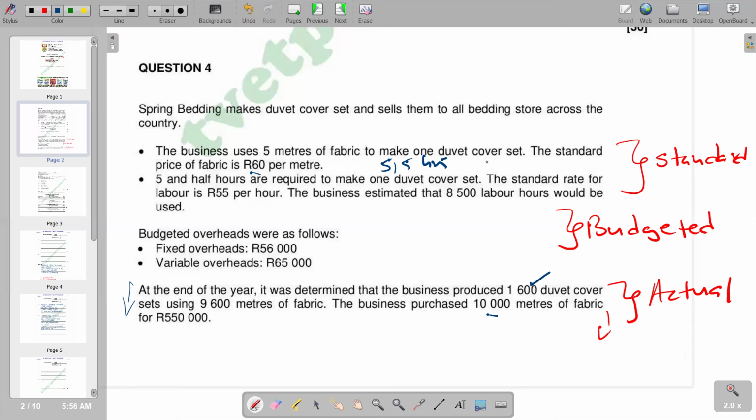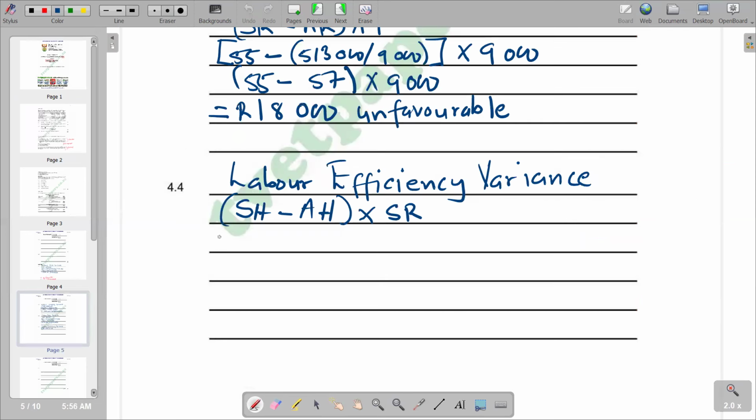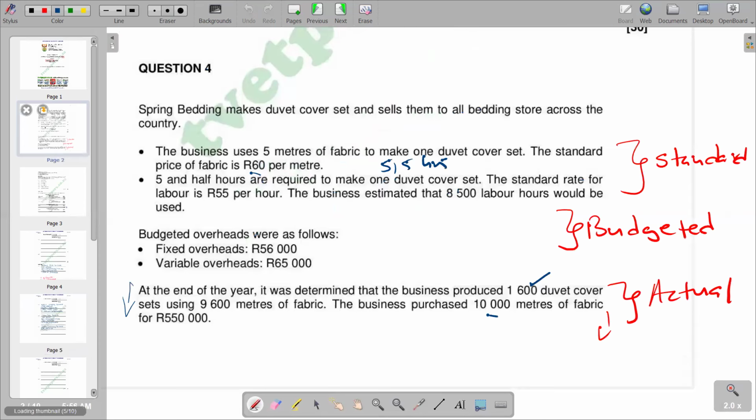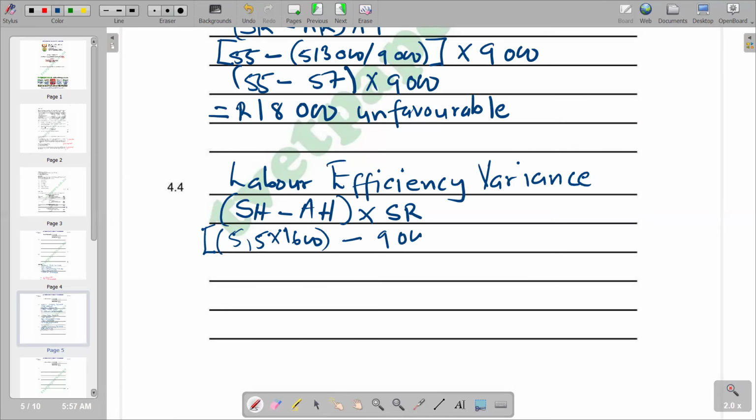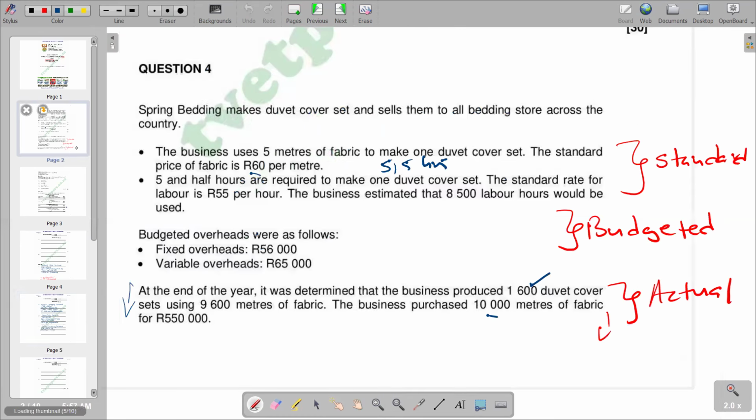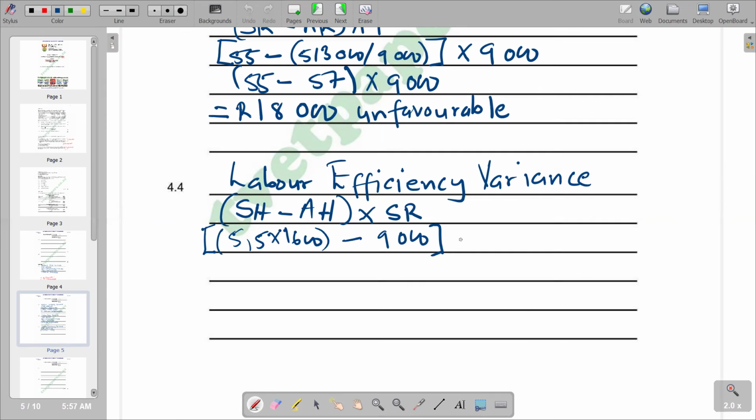So we come here. In brackets, we say 5.5 to get our standard hours, times 1,600. Close bracket, and we have an outer bracket there. Then we subtract actual hours. For actual hours, we go to the actual section, where we've got 9,000 labor hours as actual labor hours. So we subtract 9,000. And I'll multiply by the standard rate. We get it again at the beginning of our information, where the standard rate for labor is given as 55 rand per hour. So we multiply by 55.